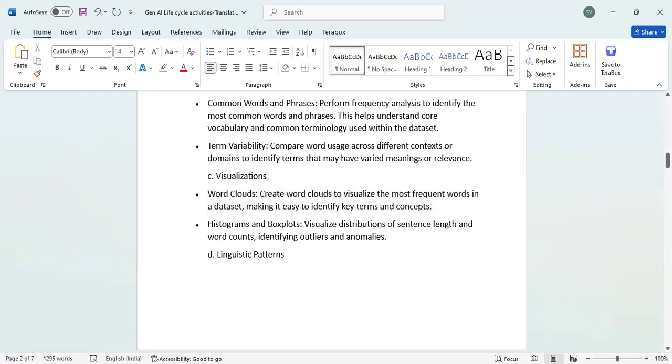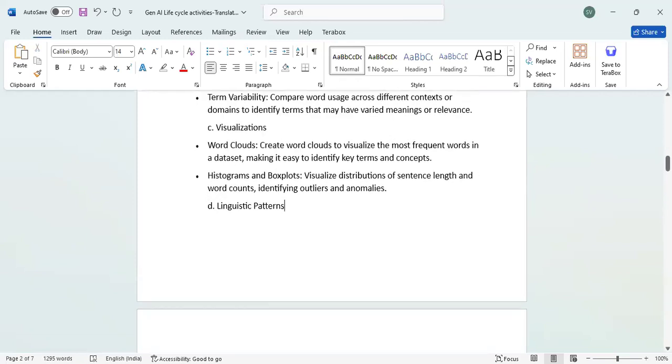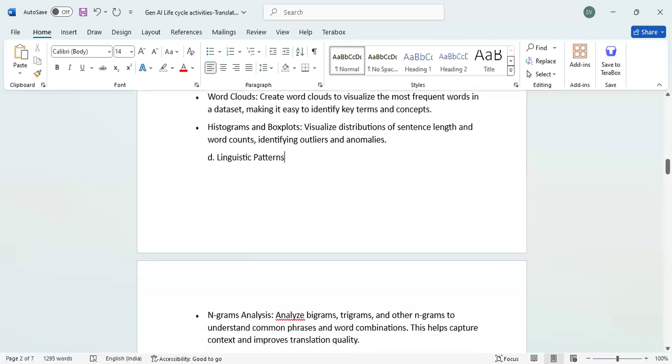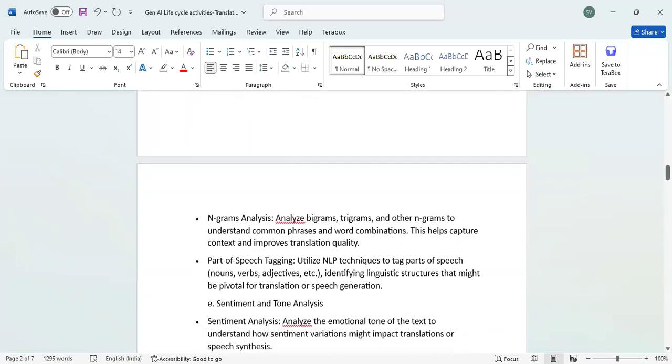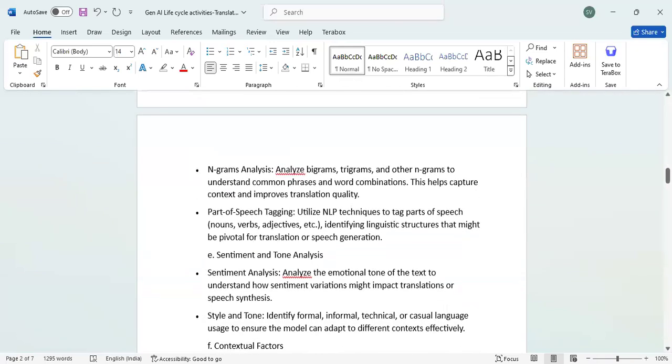Histograms and box plots visualize the distributions of sentence length and word counts, identifying outliers and anomalies. Okay, that is also skipped in this case. Linguistic patterns, n-grams analysis: analyze bigrams, trigrams, and other n-grams to understand common phrases and word combinations. This helps capture context and improve translation quality. Actually, all these are related to non-Gen AI tasks. Looks like in traditional ML data science, how they used to use these kinds of EDA activities.